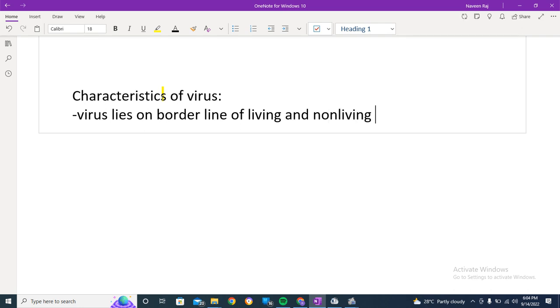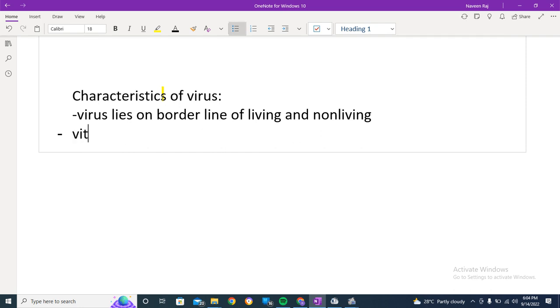What is the reason behind that? We will be looking into living characteristics because it has got both characteristics. There are some living characteristics, there are some non-living. This is the reason that it is still on the borderline. We have not classified it into any group yet.